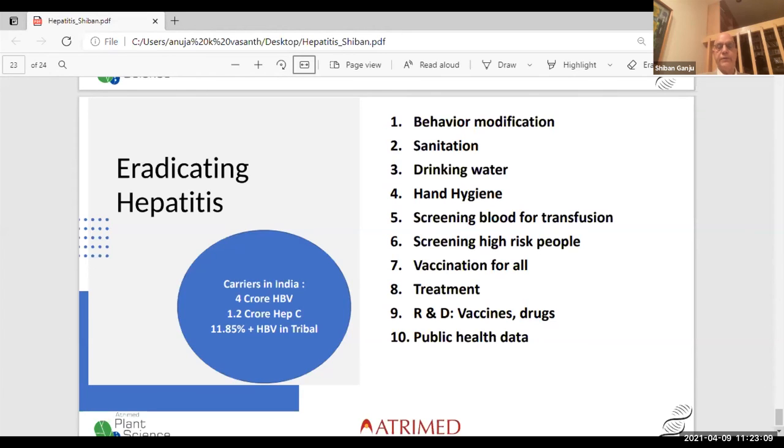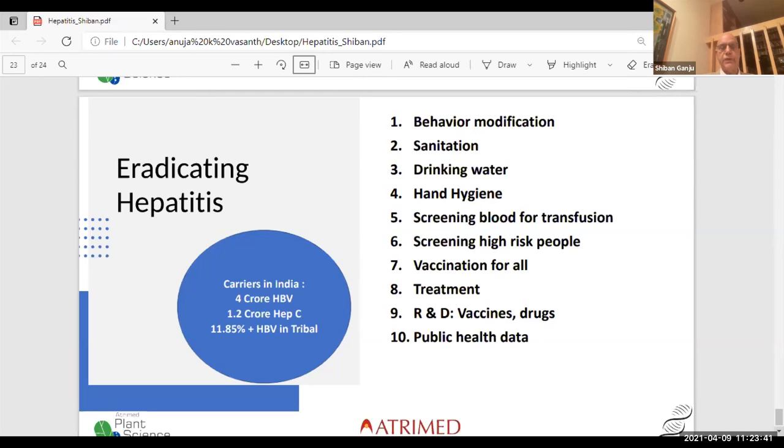Then, of course, simultaneously, we do need new vaccines and new drugs, which we should develop here in India, but unfortunately in India we don't have a good research culture. We just copy and paste and copy the West. It's sad, but true. And then we should be vigilant and collect public health data everywhere, so we're aware if there's an outbreak or endemic area, and maybe we can focus more on that.